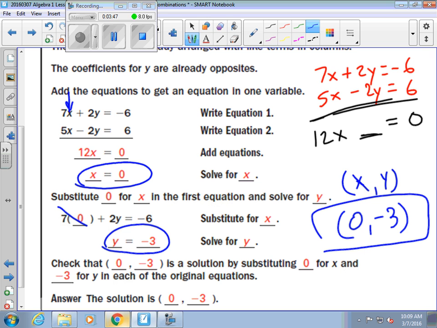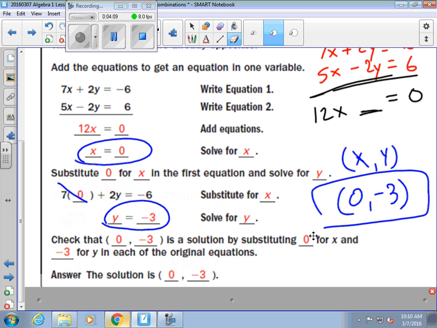Again, it says check 0, negative 3 by plugging it into the original equations. See if you get two true statements. 7 times 0 is 0. 2 times negative 3 is negative 6. 5 times 0 is 0. Negative 2 times negative 3 is positive 6. So that's two true statements. 0, negative 3 is the solution that goes with it.